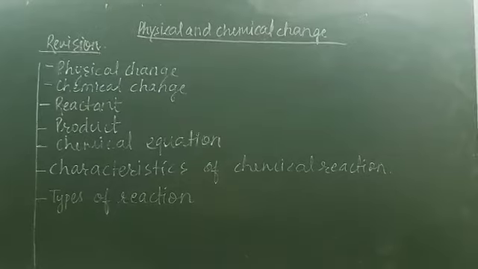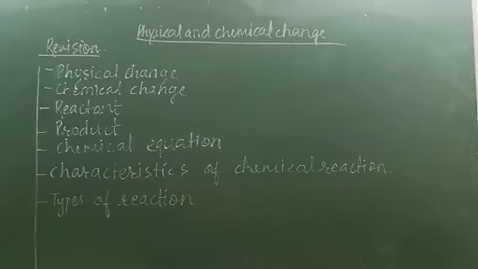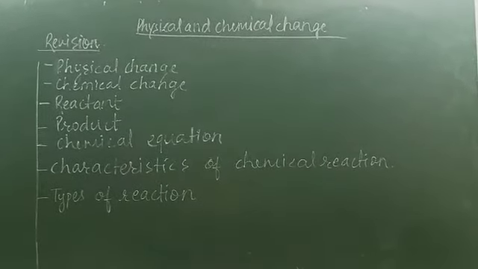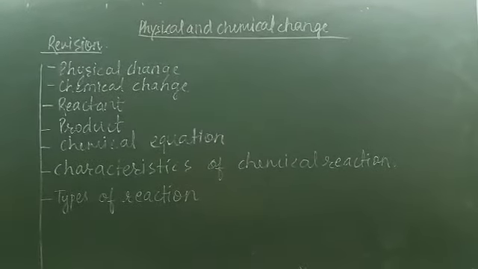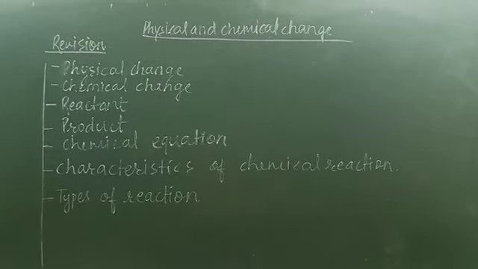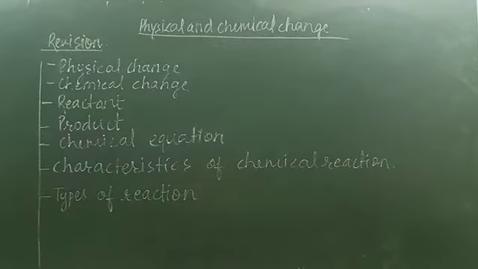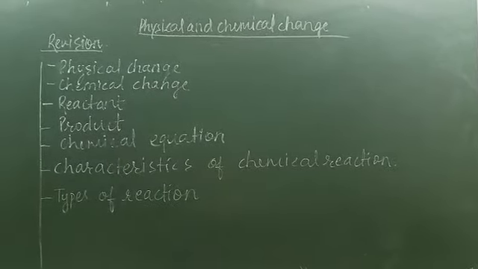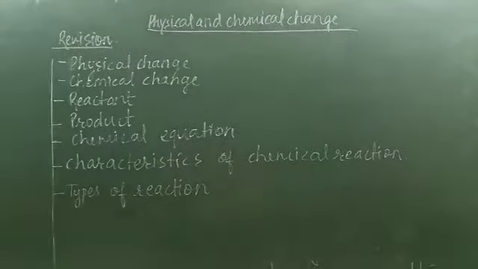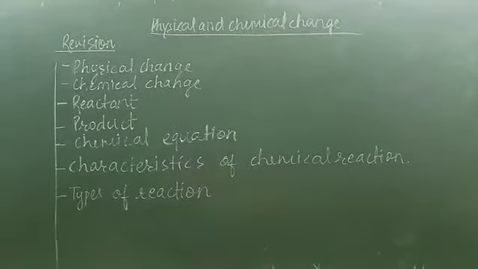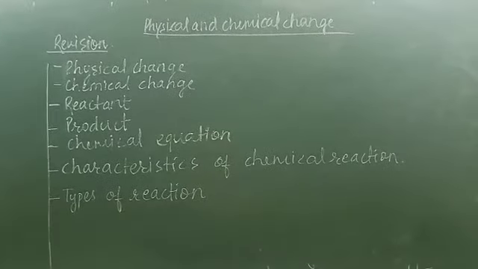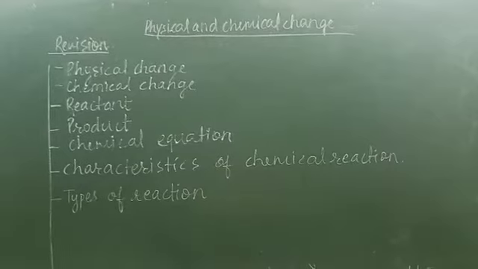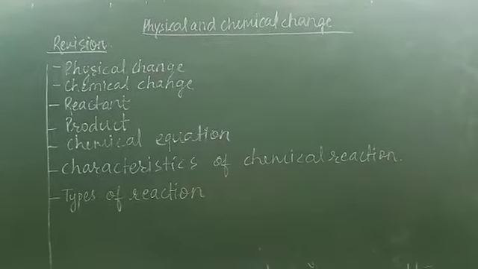And next is chemical equation. What is a chemical equation? It is the symbolic representation of a chemical reaction. In a chemical equation, reactants are written on the left hand side and products are written on the right hand side. Now next is characteristics of chemical reactions. There are various characteristics of chemical reactions, like change in color, change in energy, and on the basis of the change in energy, a reaction may be of two types: endothermic reaction and exothermic reaction.